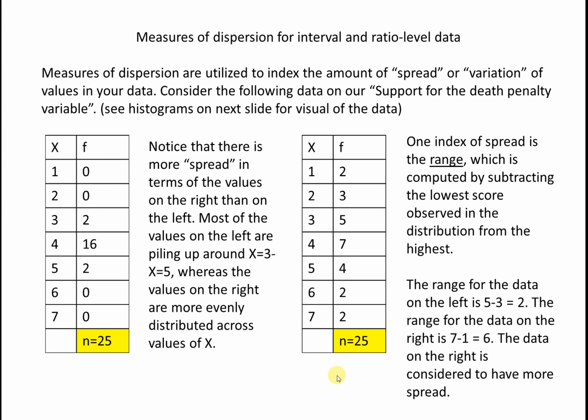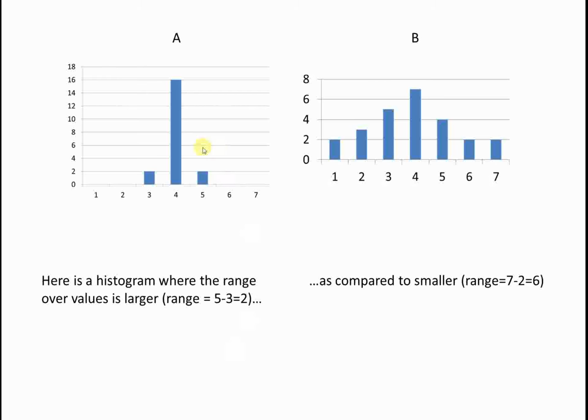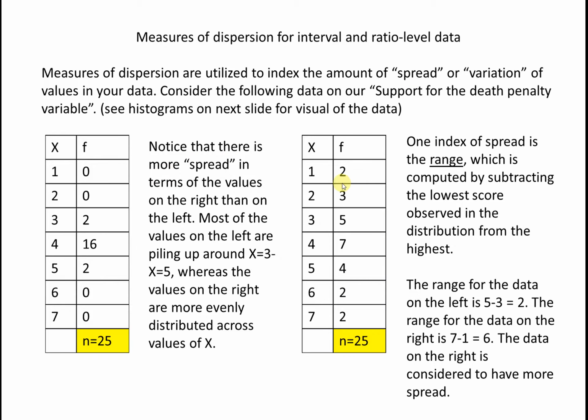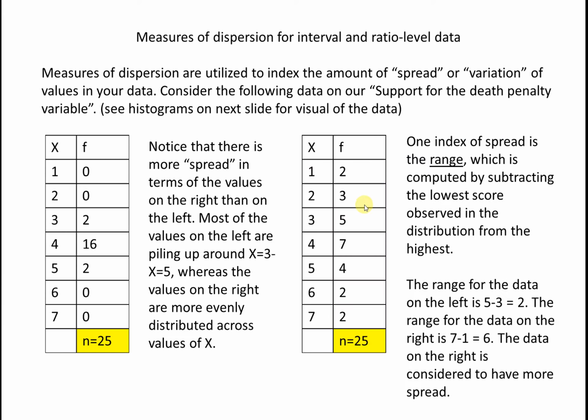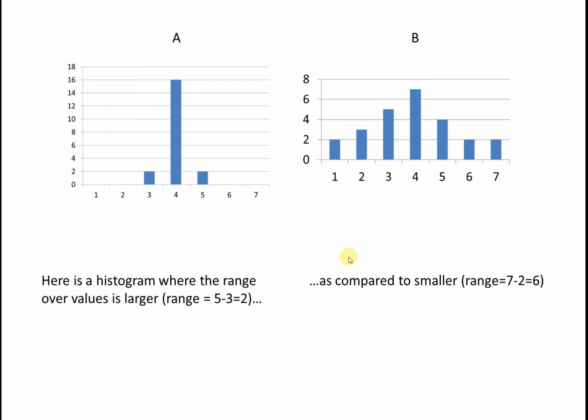Actually, let me just go back and substitute the correct graphs in here. This is the graph of this data right here. So we can see this. And this is a graph of the data here. So you can see, again, the spread in terms of the range. 5 minus 3 is 2. 7 minus 1 is 6. So basically, that's the difference when we're talking about the range.